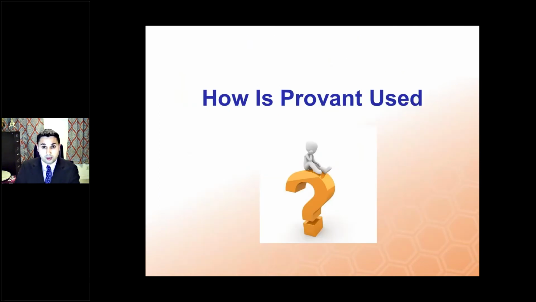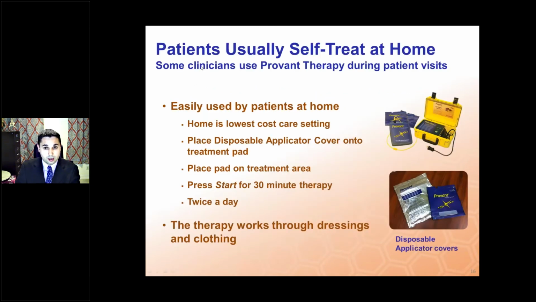So now talking about the Provent device in particular, we'll talk about how it's used. It's a fairly easy device. It's designed to be used at home, which is among the lowest cost care settings that you can have. You place these disposable applicators onto a treatment pad, and then you place it over the site of pain, push the start button, plug in the device, and it goes for 30 minutes. You're doing it twice a day typically.